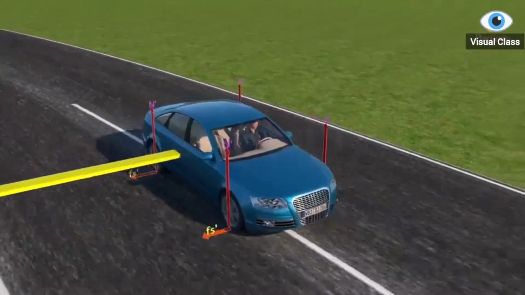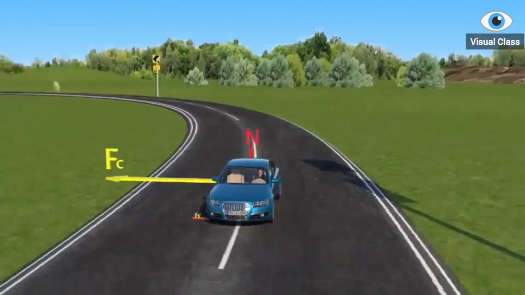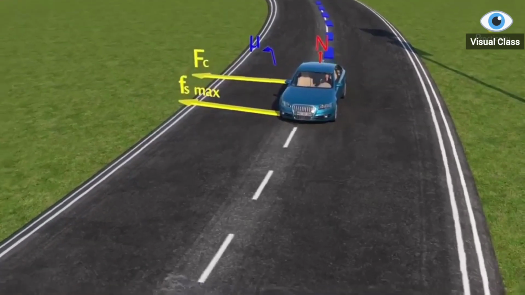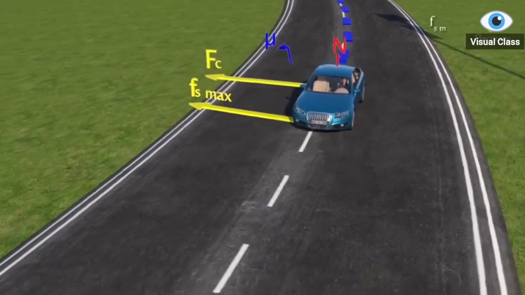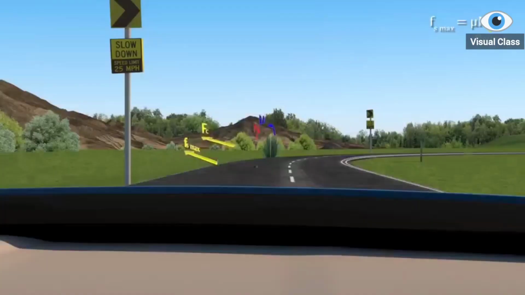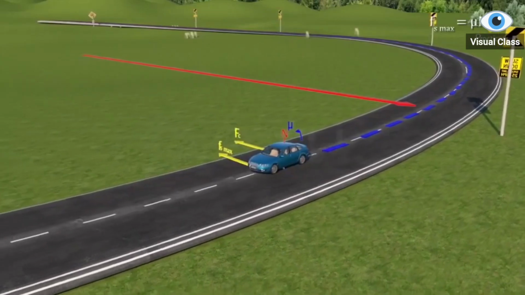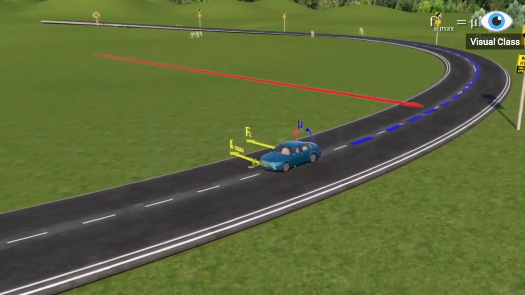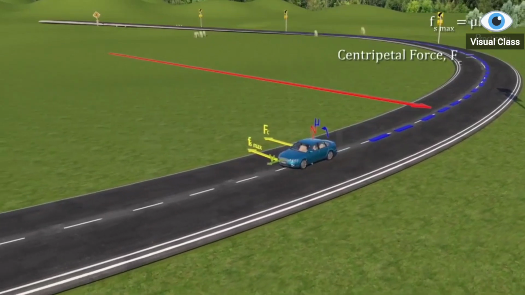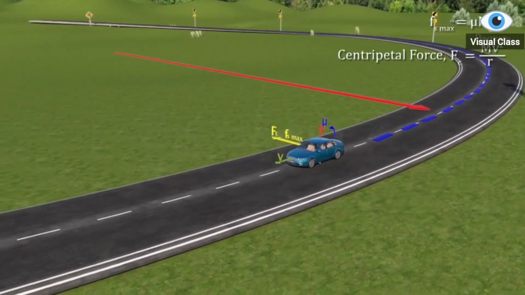The normal force N balances the weight of the car mg. If the coefficient of static friction is mu, the maximum frictional force which can act towards the center of the arc is mu mg. While making a turn, if the velocity of the car is v and radius of the arc is r, the centripetal force acting on it would be equal to mv square by r.